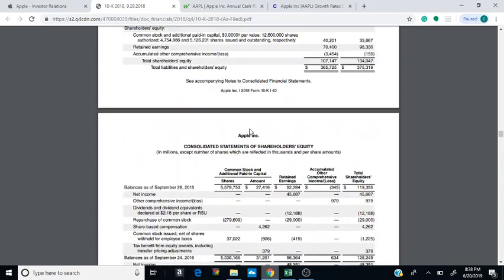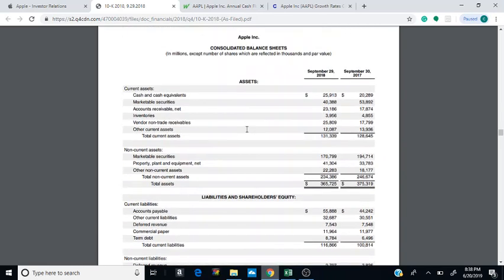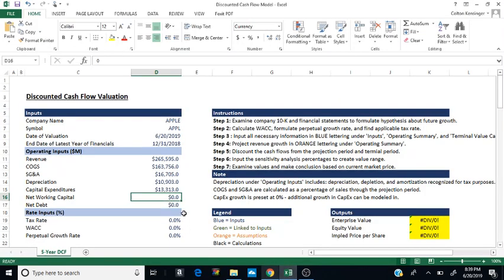That's going to be found in the balance sheet. So we have our current assets section. So we'll take our total current assets here, and our total current liabilities down here. So we're going to do this 116, I think it was 826, minus 131,339. Okay. So there we go. There's our net working capital.